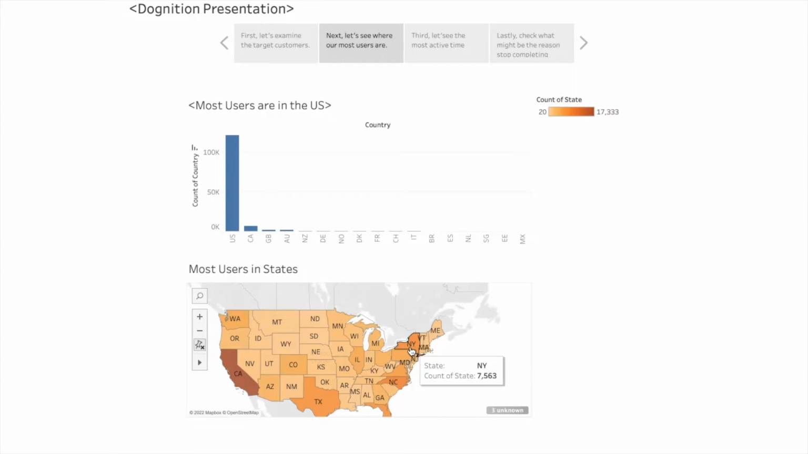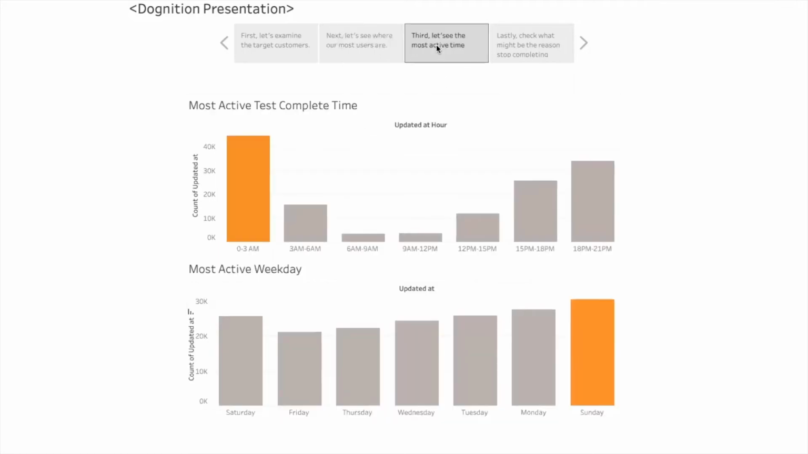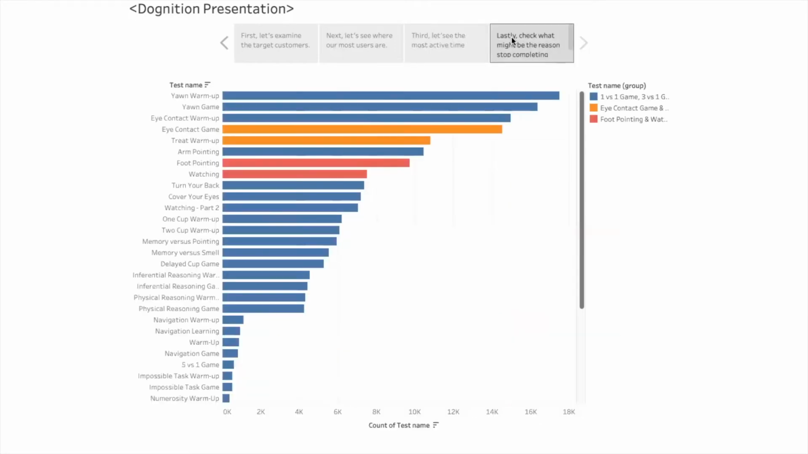So now we see our most active users are in the States, and we know who are the customers we want to target. Then let's move on to what strategy we might want to take. By examining the most active test completion times in the week, we can see customers are more likely to complete our tests on Sunday and between 0 to 3 a.m. So we might want to send out emails to our target customers mentioned before during this time and remind them to complete our tests.